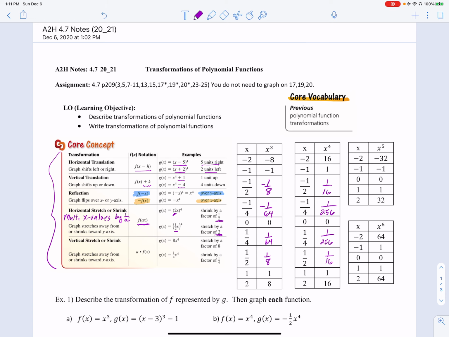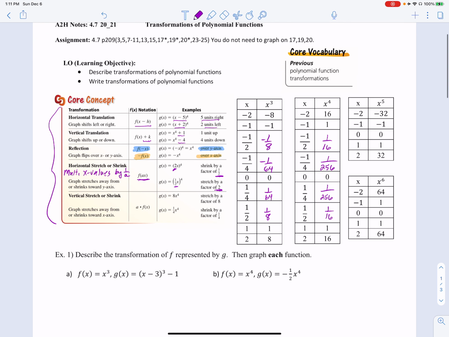Then we have vertical stretch or shrink, but that's different because the a value is on the outside, and you end up multiplying the y values by the factor of a itself. So if it's an 8 on the outside of the function, you actually multiply all y values by 8. If it's a 1/4 on the outside, you multiply all the y values by 1/4.